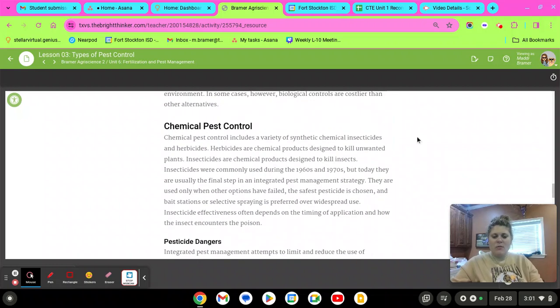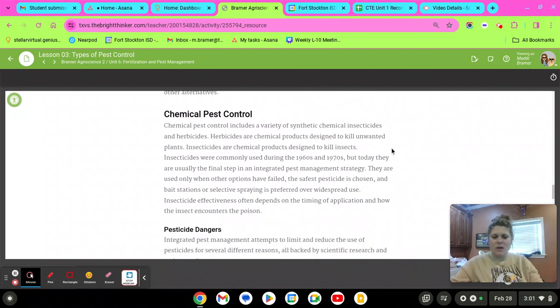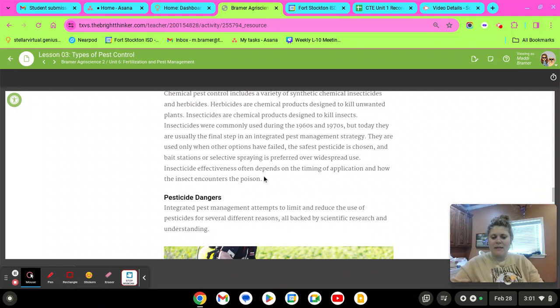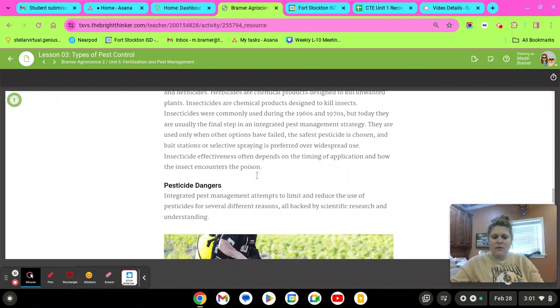Then you have the chemical option. This is one of the most common ones. It can be a little bit damaging, so it needs to be used with caution. Herbicides are chemical products designed to kill unwanted plants. Insecticides are chemical products designed to kill insects. Insecticides were commonly used during the 1960s and 70s, but today they're usually the final step. We want to keep it as the last step because we don't want to implement all these chemicals we've learned.